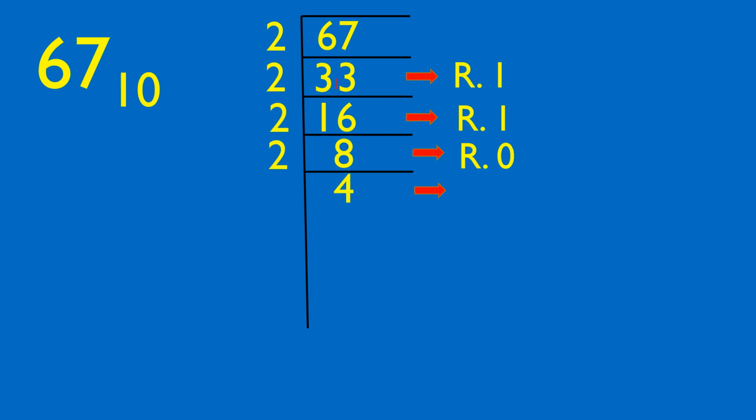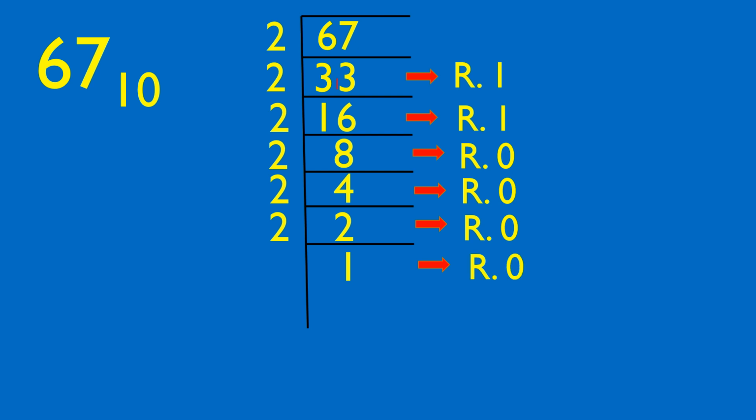2 in 8 is 4, without any remainder, remainder is 0. 2 in 4 is 2, without any remainder, remainder is 0. 2 in 2 is 1, without any remainder, the remainder is 0. And then 2 in 1 is 0, remaining 1.